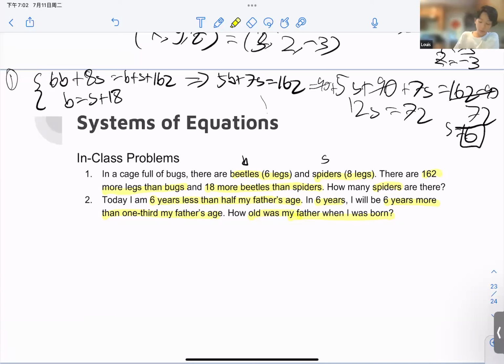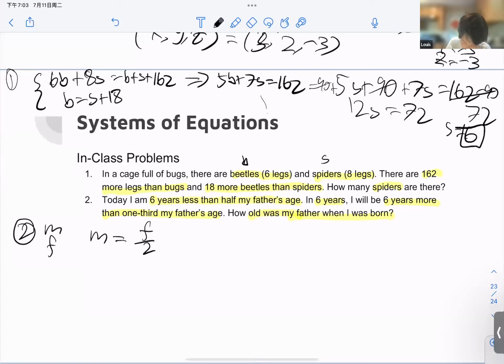Okay, so for the last problem of today, suppose my age is M and my father's age is F. We have that M equals F over 2 minus 6. So F would equal 2M plus 12.